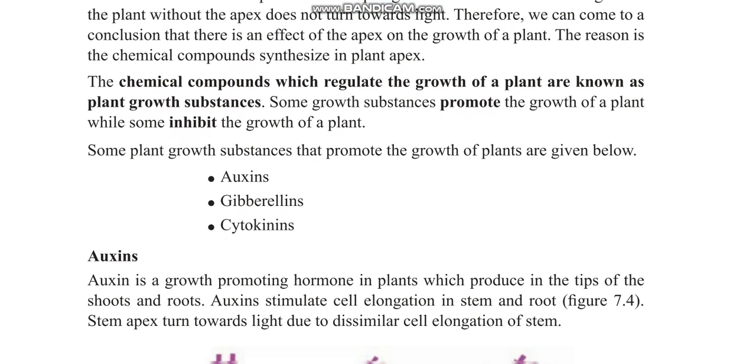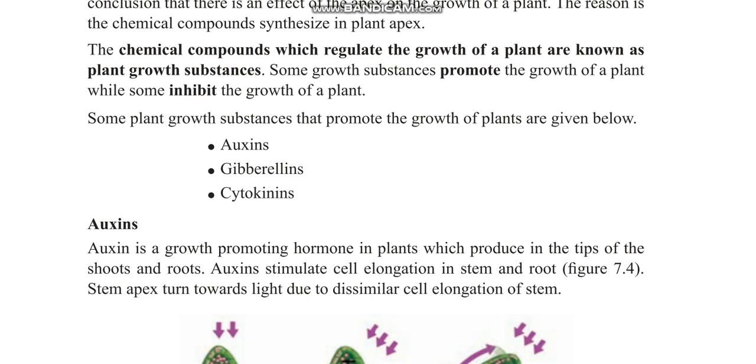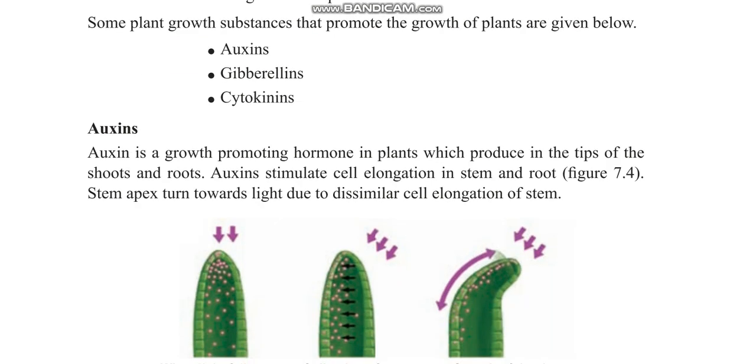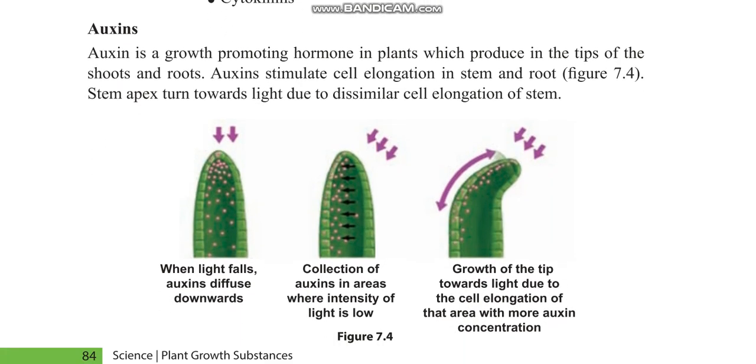So what are the three plant growth substances? Can you read them? The three plant growth substances. Yes, auxins, gibberellins and cytokinin. So now let's learn one by one about them. So look at the first one, auxin.